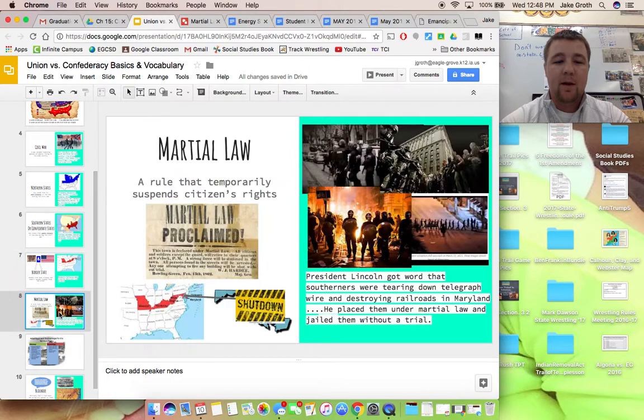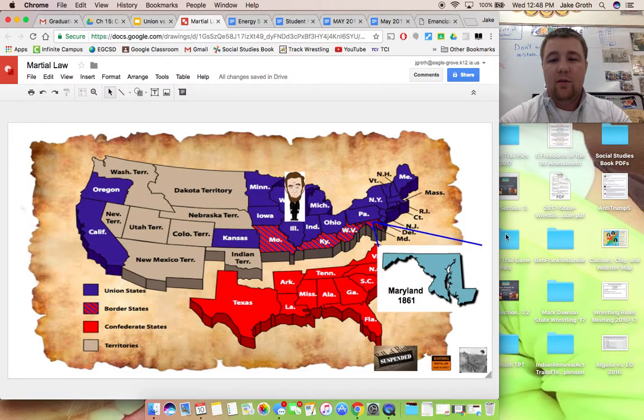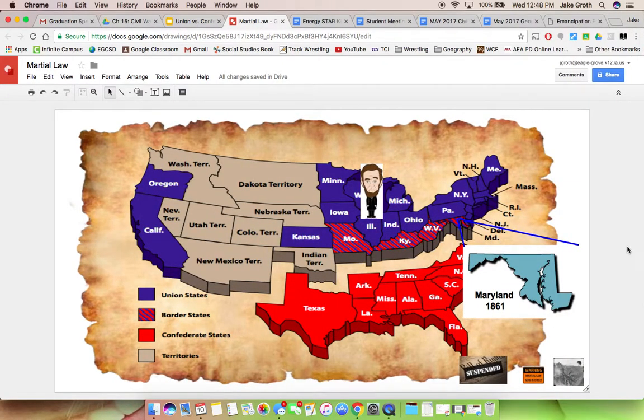All right. Next thing, martial law. This is where it gets crazy, okay? Basically, martial law is a rule that temporarily suspends citizens' rights. The best way to describe this is, it's about to get wild here. Check this out. So here's a map, right? You've got Mr. Abraham Lincoln right here.